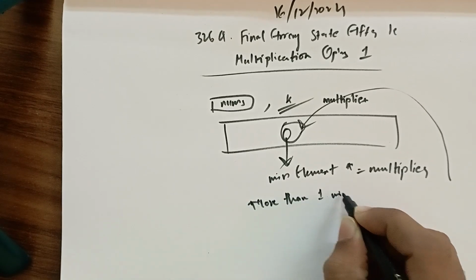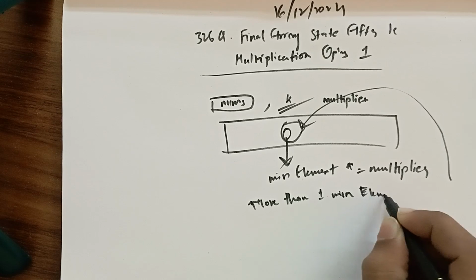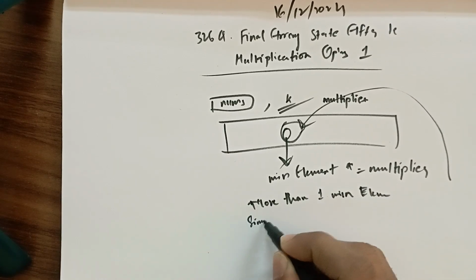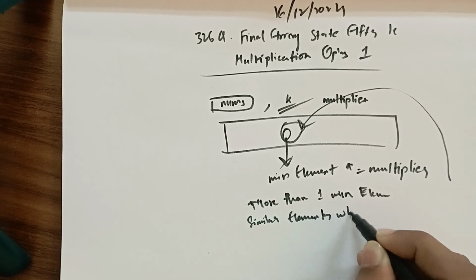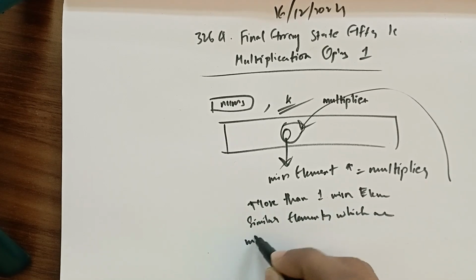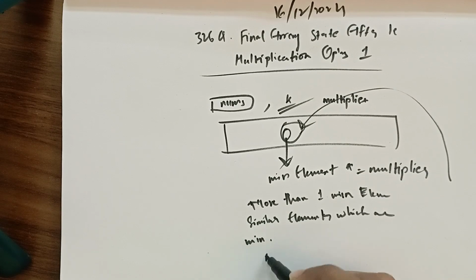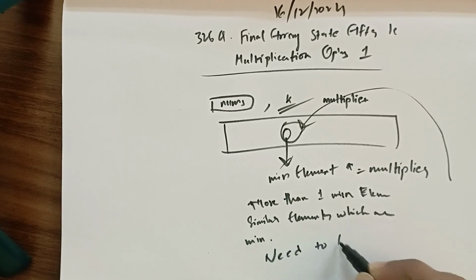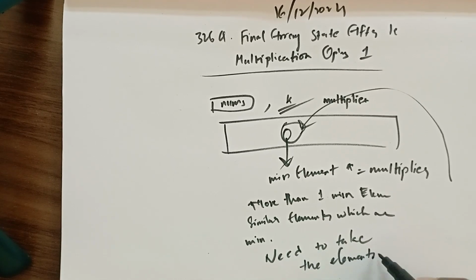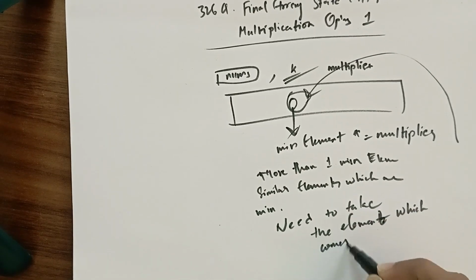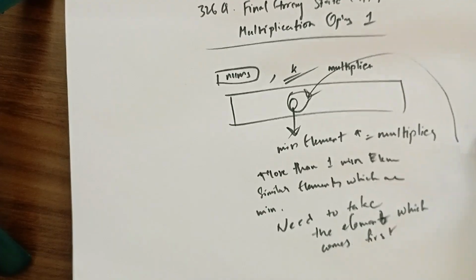Now the thing is, if we have more than one minimum element, that means if there are similar elements which are minimum, we need to take the element which comes first. So let us take an example which is given in the question.